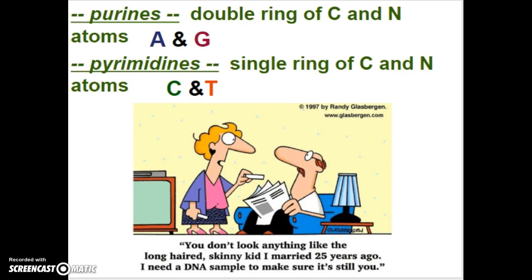The purines in the DNA molecule are those that have a double ring of carbon and nitrogen atoms. And structurally speaking, this gives a little bit of hint about the structure of the DNA molecule. Pyrimidines are those molecules that have a single ring of carbon and nitrogen atoms. And cytosine and thymine are our 2 pyrimidines.